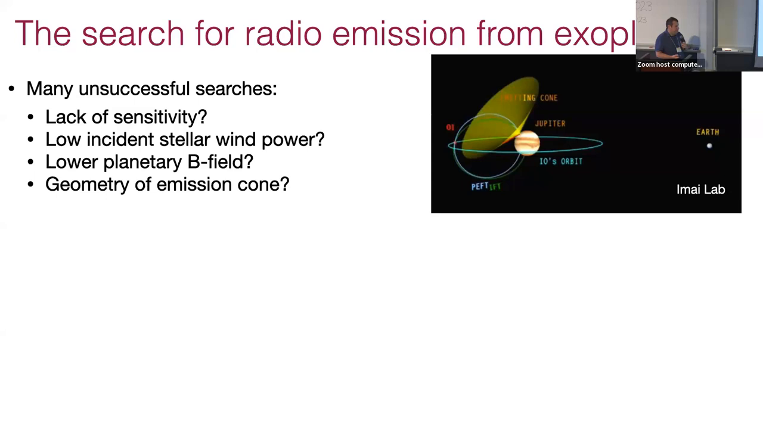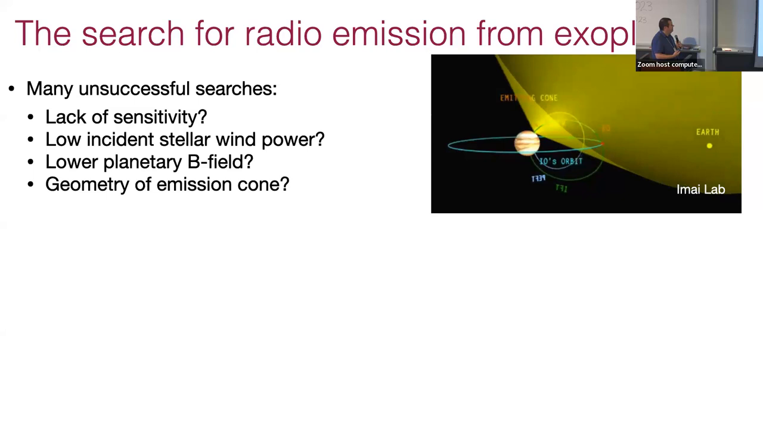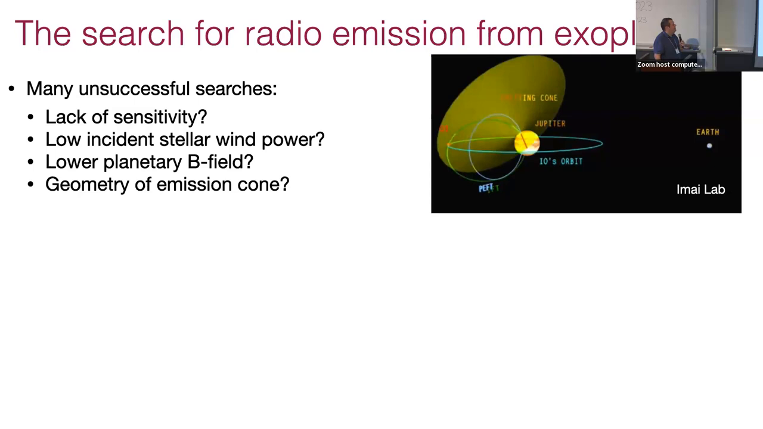Now, it's very hard to do this. There's a number of searches in the literature that have looked for radio emission from exoplanets. Here's a few of the possible reasons why they've been unsuccessful. I don't really want to touch on these; I want to keep it positive. But one of them is the geometry of the emission cone. I think this is a really important point: the emission is beamed in a cone, and so it requires a very specific orientation between the observer and the emission.